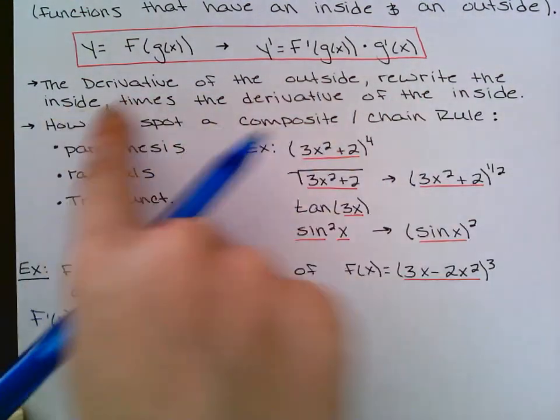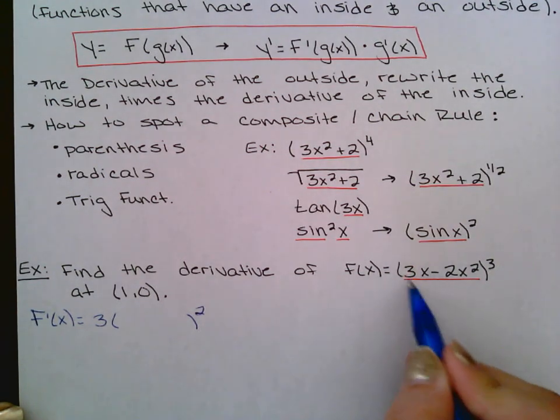Step 2 is to rewrite the inside. I'm going to plug that g of x back in. So I'm just going to rewrite this inside.